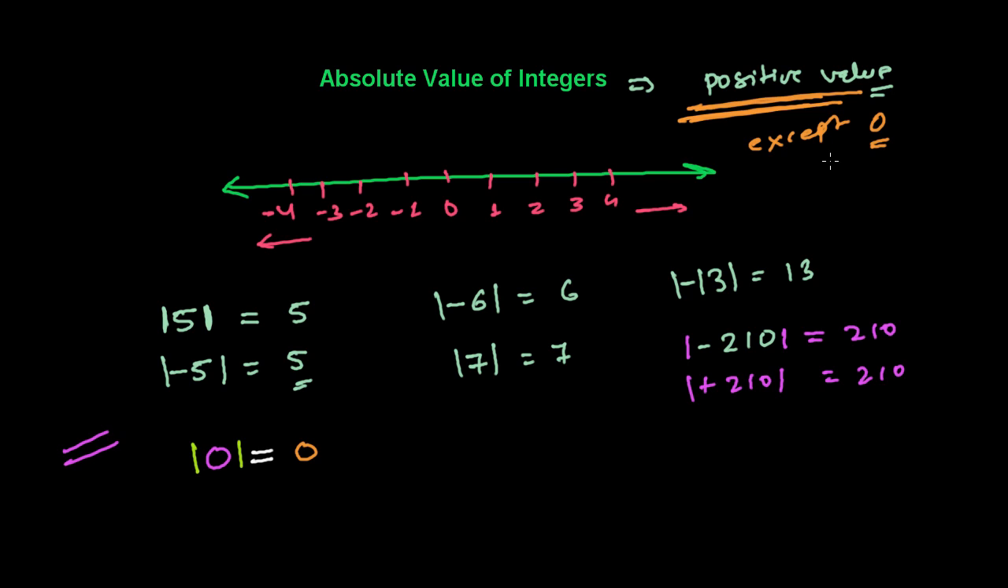Later you'll learn how we treat it. But right now I just want to say it's neither negative nor positive. Except 0, all the integers have a positive absolute value. The absolute value of all integers is positive, keep in mind.